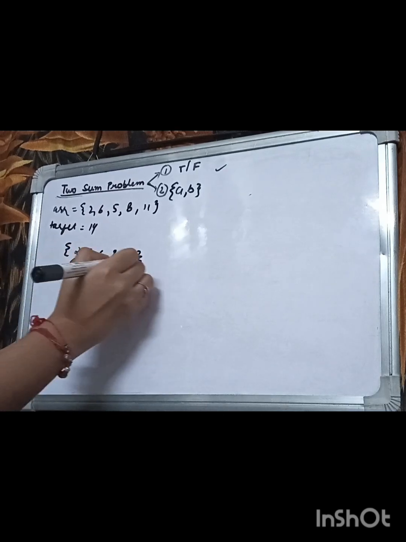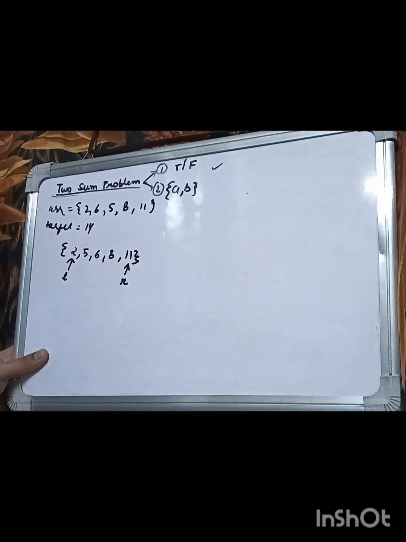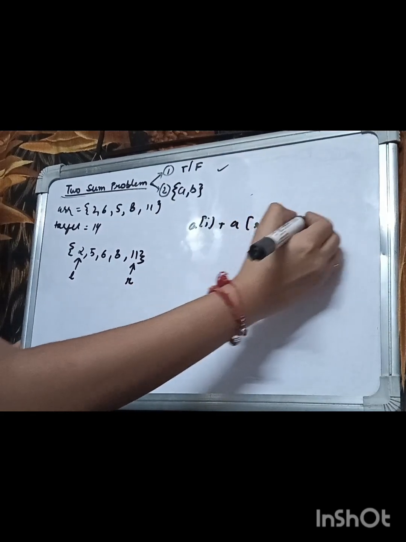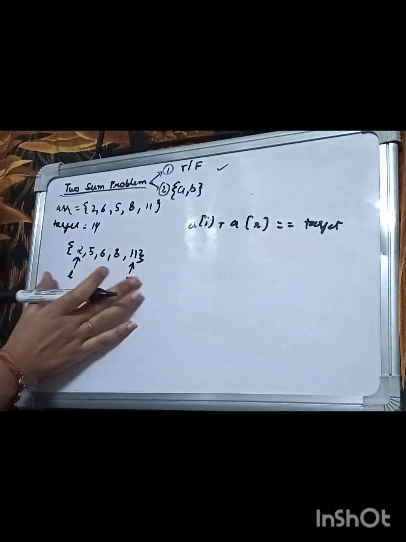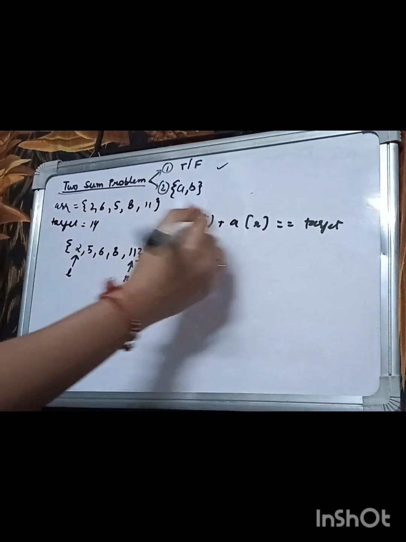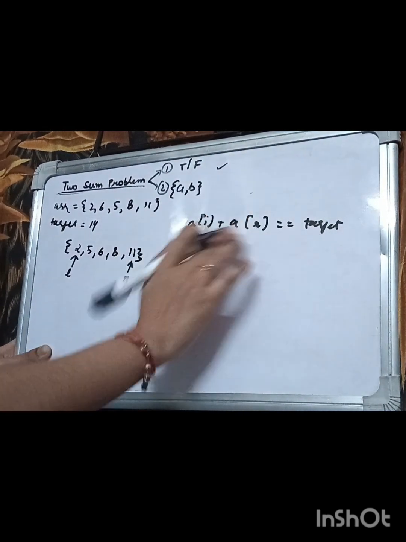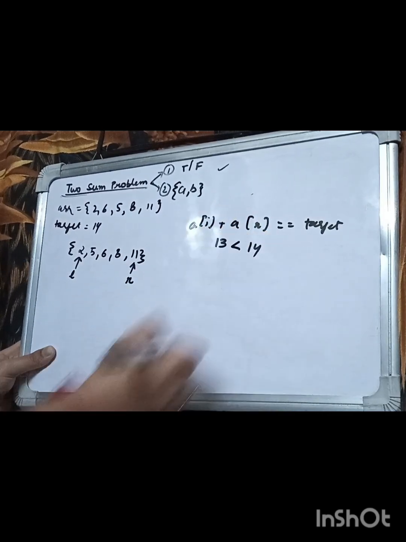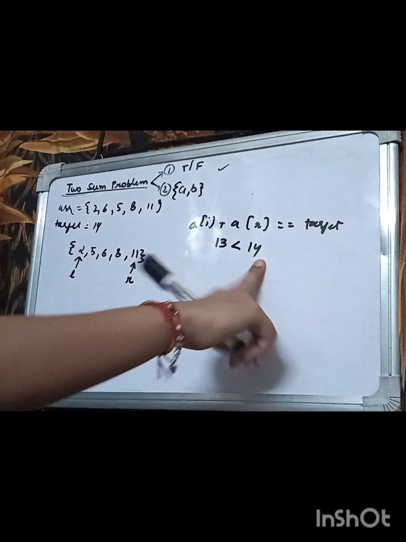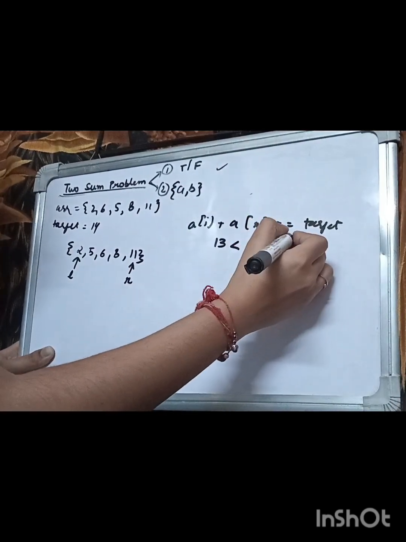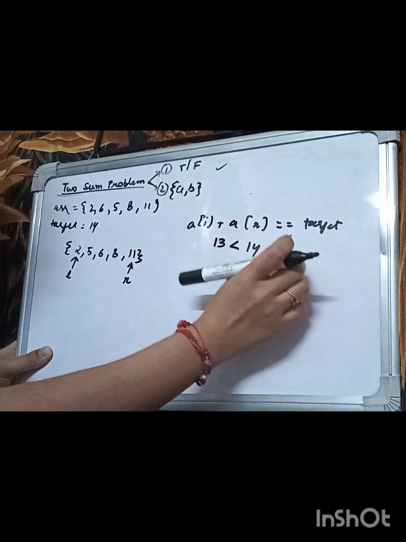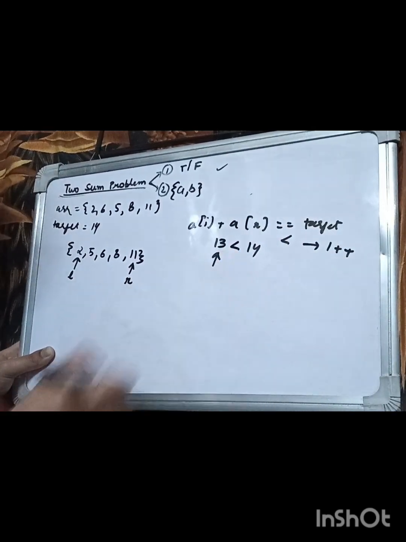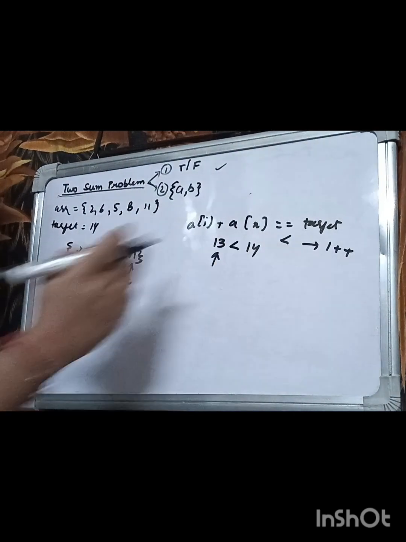I will initialize two pointers, one from left and one from right, and I will check if a of l plus a of r is equal to target. Is it equal? No, it is 13, which is actually less than my target. So if this sum is less than the target, I have to move my left pointer, because I have to increase the sum so that it can make 14.